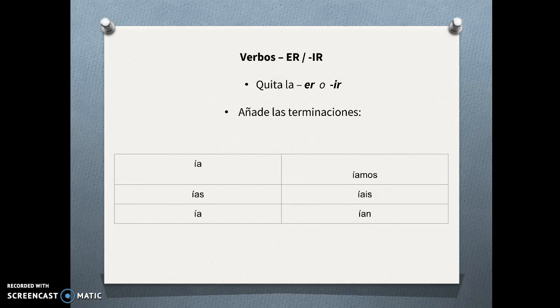Moving on to los verbos ER e IR. First thing you need to do, quita la ER o IR, get rid of that ER or IR, and then añade las terminaciones. Ía, ías, ía, íamos, íais, ían. Please note that the first I in each conjugation, and I'm saying first I because the vosotros form does have 2, has an accent over it. Also note that once again, the yo form and the usted form have the same spelling and same pronunciation when you conjugate a verb in the imperfect.